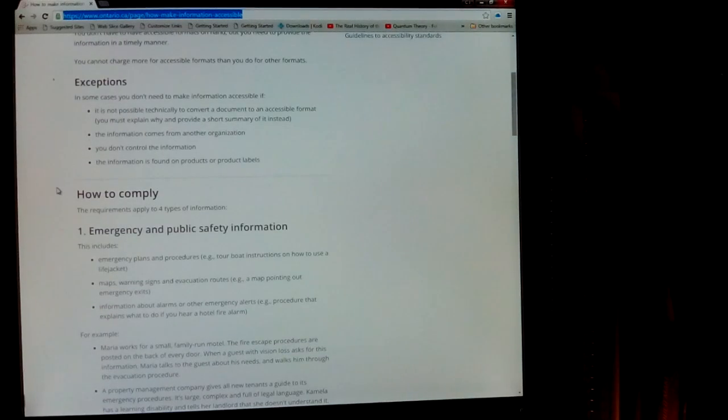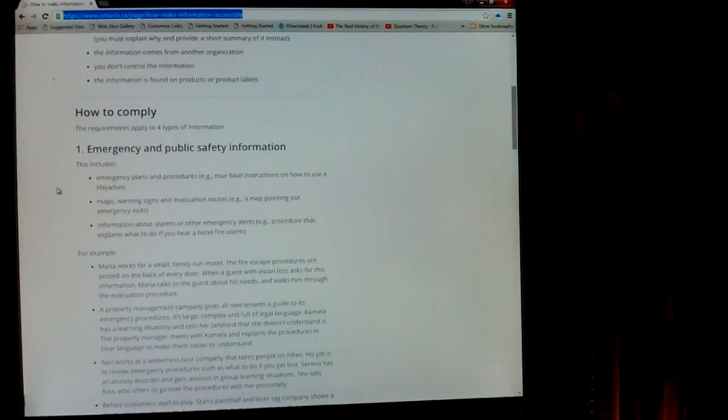Exceptions. In some cases, you don't need to make information accessible if it is not possible technically to convert a document to an accessible format. You must explain why and provide a short summary of it instead. Or if the information comes from another organization, you don't control the information, or the information is found on products or product labels.